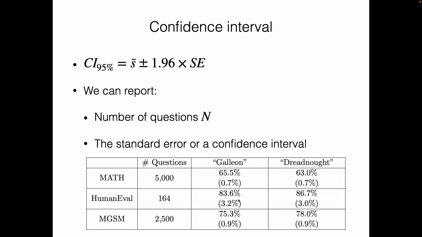So for instance, it looks like on this human eval data set, there's a kind of large variation. Sorry, this is reporting the standard error. The standard error is 3.2%, whereas on this data set, it's much lower. And you can see that this data set happens to also be much larger. So maybe just a priori, this number that we see on the math data set is a bit more reliable than the number that we see on the human eval data set.